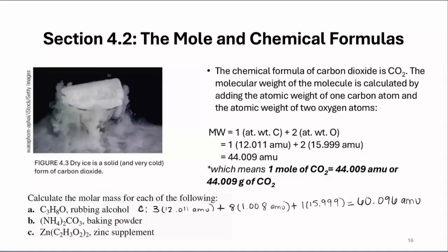Let's now do the one for baking powder. Baking powder, which is ammonium carbonate, has the following chemical formula. In this molecule, I have nitrogen. To determine how much nitrogen I have, I have to remember that since there are 2 outside, that 2 gets multiplied by the subscript of the nitrogen and also by the subscript of the hydrogen. So in this chemical formula, I have 2 nitrogens, and the atomic mass of nitrogen is 14.007 AMU.